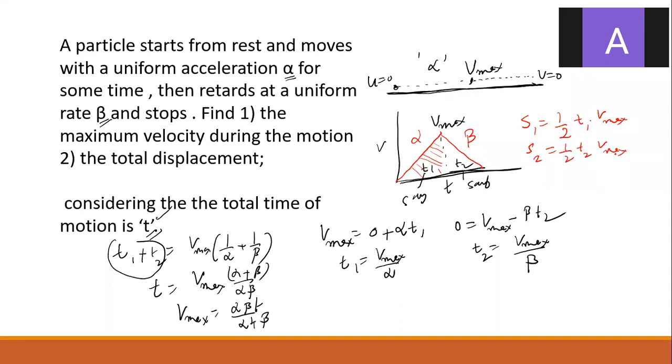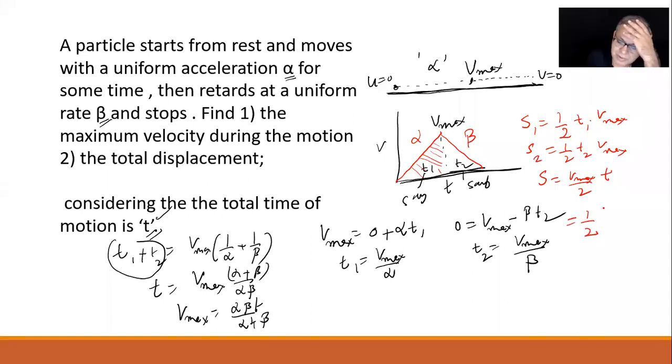Do you agree? Tell me. Yes, sir. Area of the triangle, what else? Why are you worried? S1 plus S2 is what? S. So V max by 2 into T1 plus T2. How much is that? T. So V max is substituted directly. Half alpha beta T, another T is there, so T square by alpha plus beta in a simple way. But otherwise, you can also write S equals ut plus half a t square. That way also you can get it. But this is the easier way.